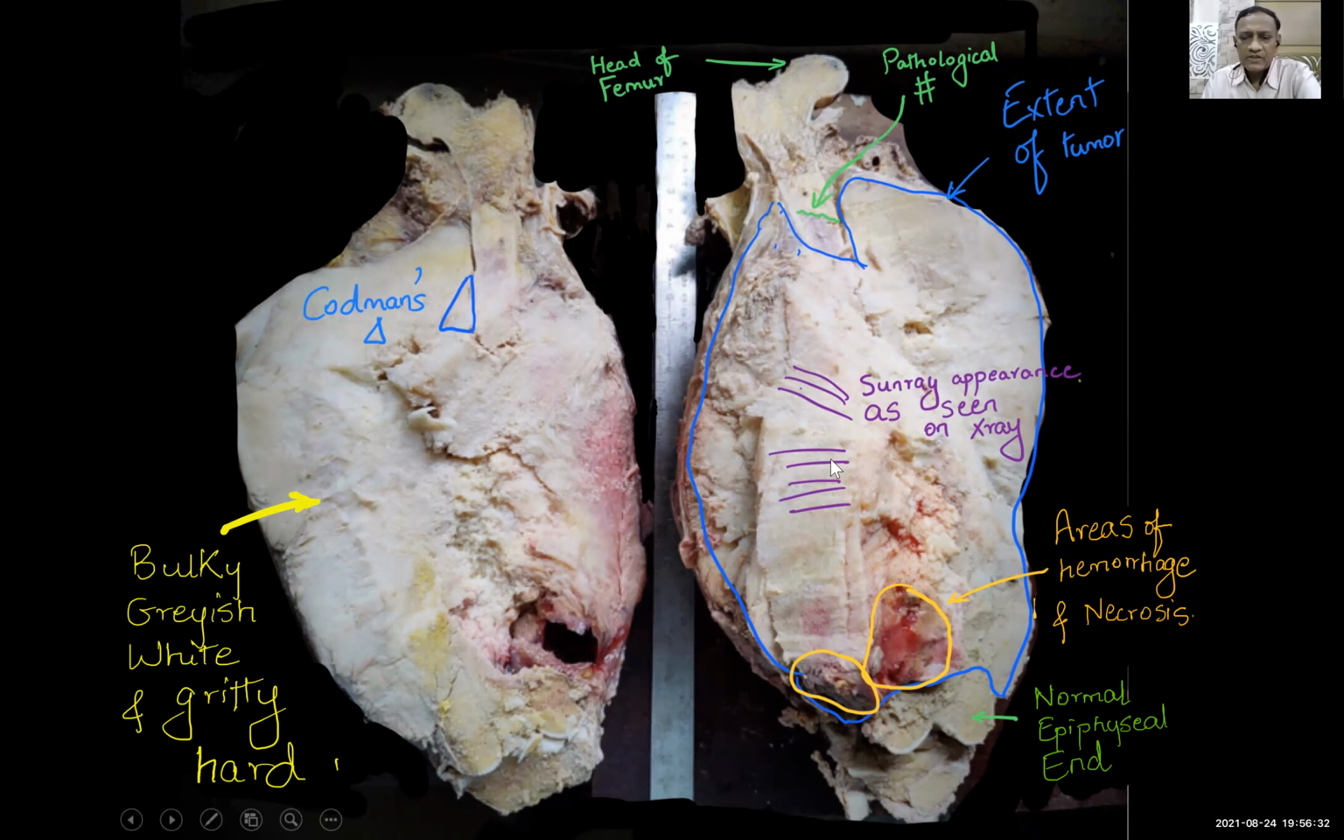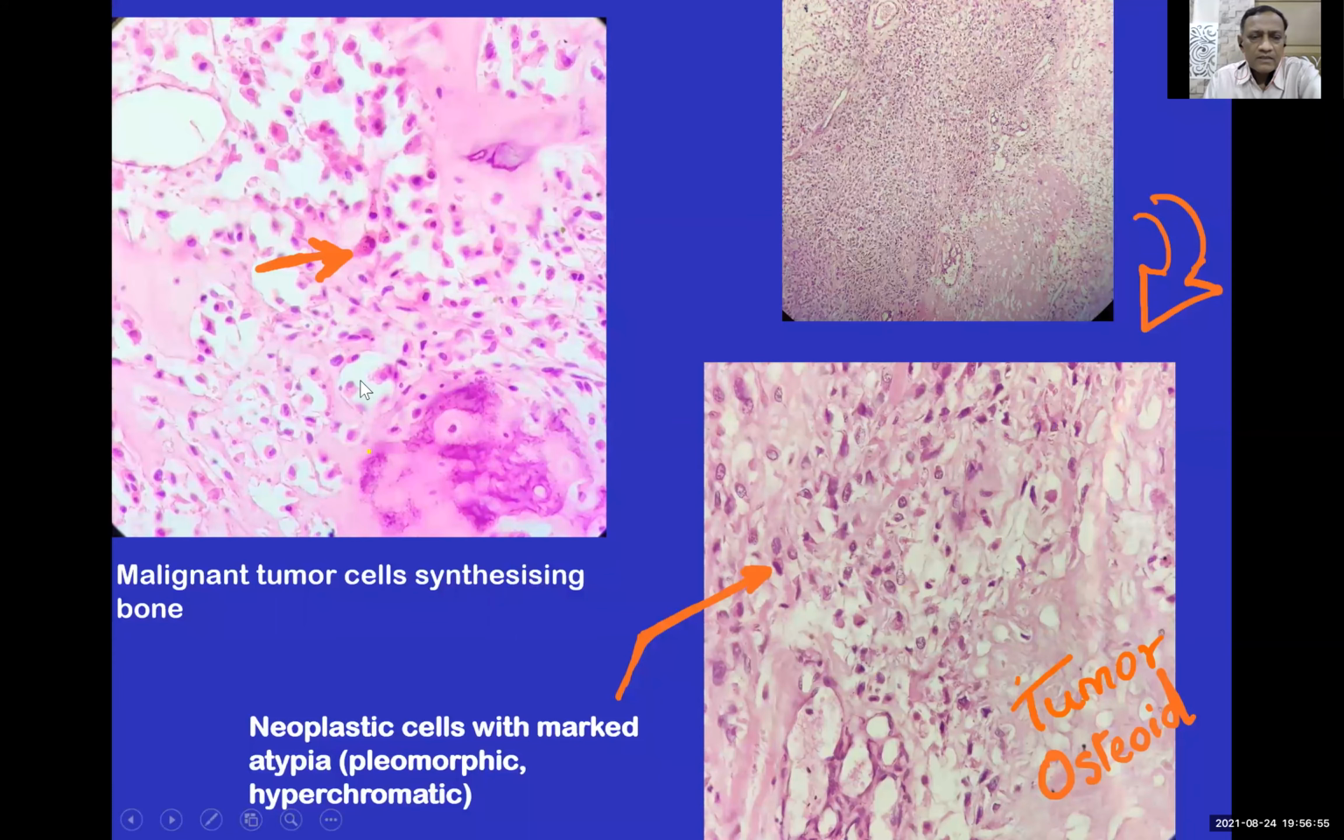There is a sunray appearance, which is seen on the X-ray also. There are areas of hemorrhage and necrosis and a normal epiphyseal end. This is a very classical and conventional osteosarcoma. That's why I included this for teaching purposes. This is the histopathological view of the same patient, which shows malignant tumor cells synthesizing new bone. There are neoplastic cells with marked atypia and tumor osteoid.